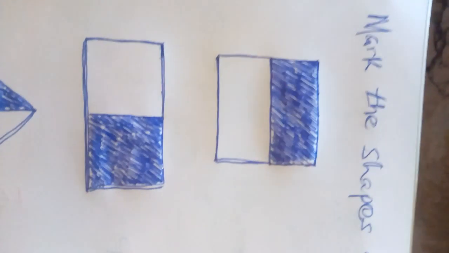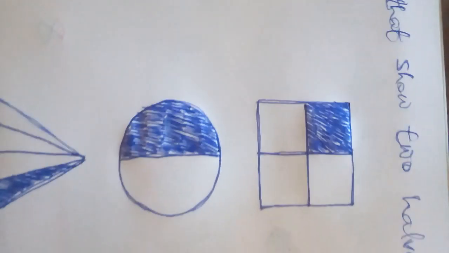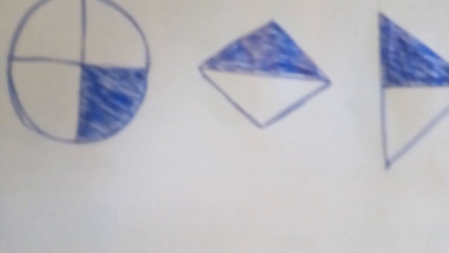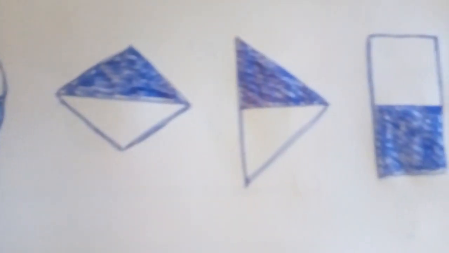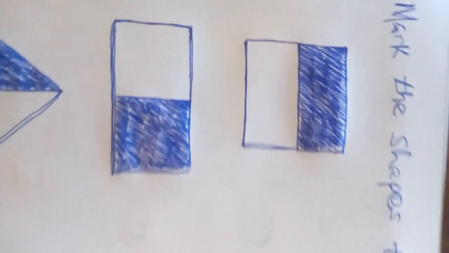So what I'm about to do with these shapes that you can see here now is a very simple exercise. I'm going to mark the shape that has two halves. That means the shape that is well divided. So the shapes that are well divided, I'm going to just mark them out.